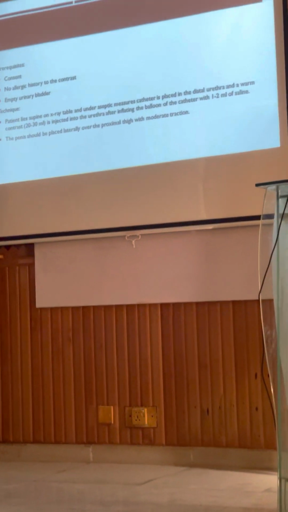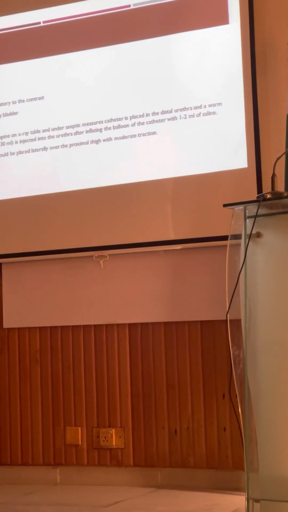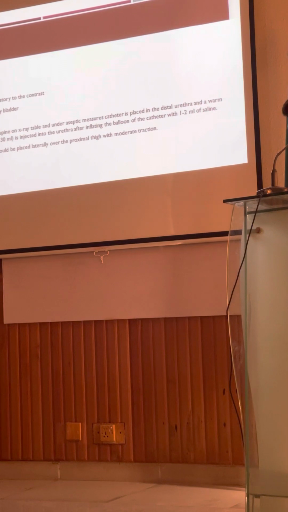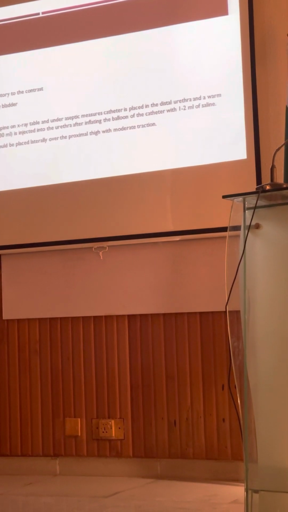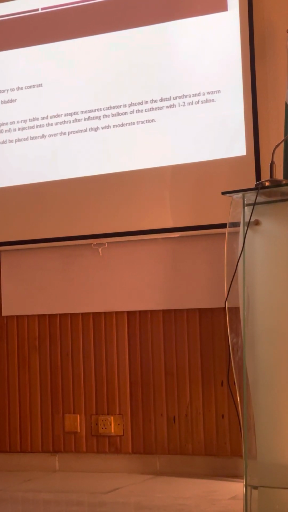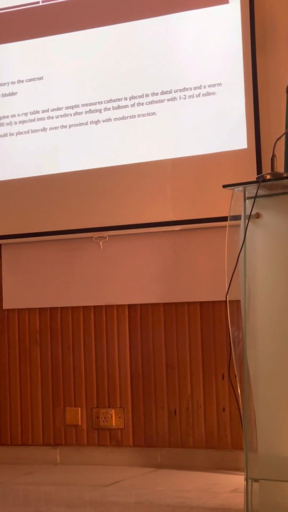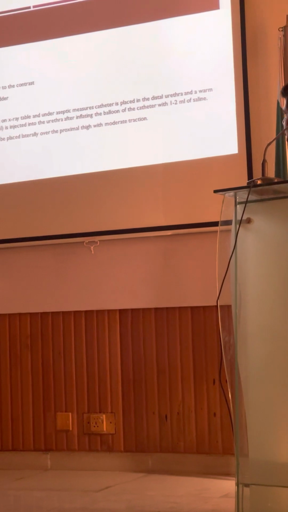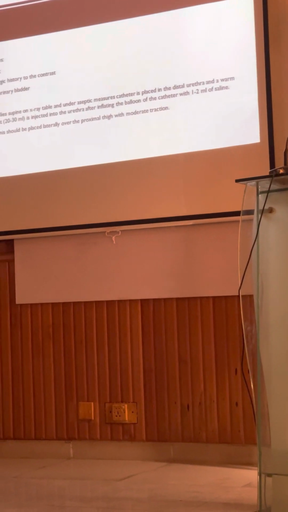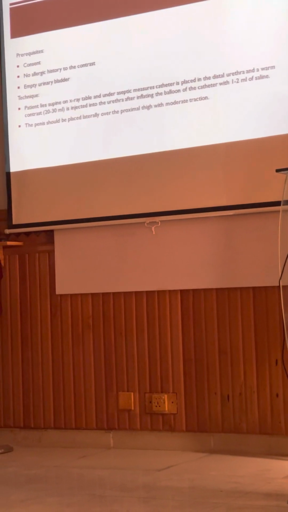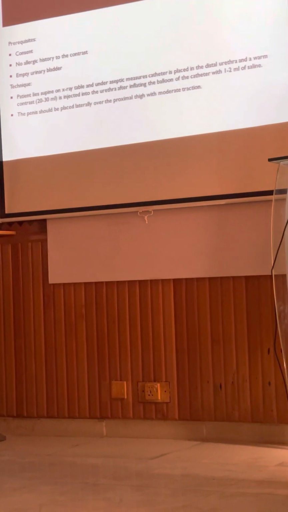The urinary bladder should be empty before performing this procedure. The technique is that the patient lies in a supine position on the table, and under aseptic measures, a catheter is placed in the distal urethra, and a warm contrast, about 20 to 30 ml, is injected into the urethra after inflating the balloon with 1 to 2 ml of saline.